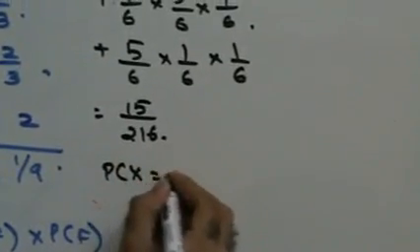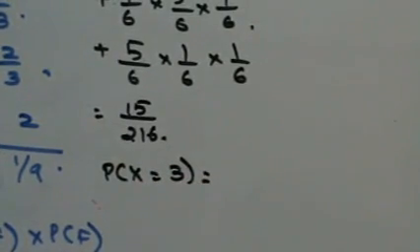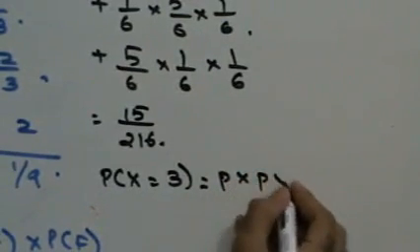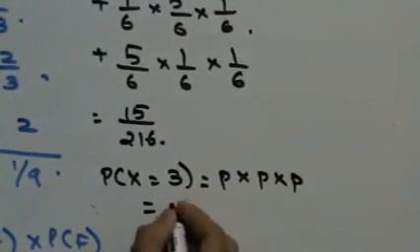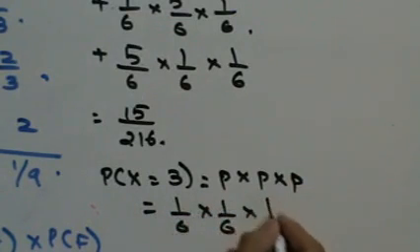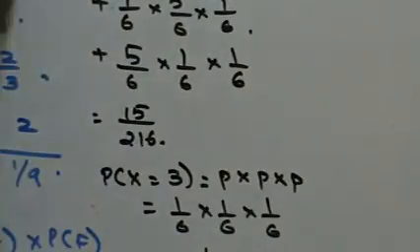Then probability of x equal to 3. That means all the 3 dice show a success. First die shows a success, second shows a success, and the third shows a success. That's 1 by 6 into 1 by 6 into 1 by 6. That is 1 by 216. That's the probability of all the 3 dice showing a success.